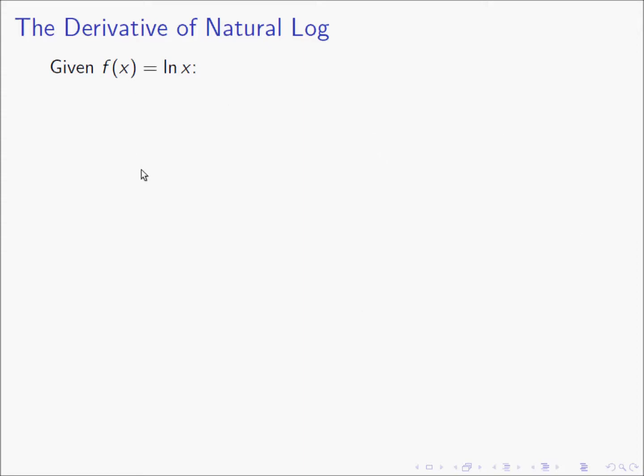So we're going to consider the function f of x equals the natural log of x, and we're going to try to find its derivative. And the only method to find the derivative of a new function is to apply the definition of the derivative. So this is the definition. The definition is the limit of f of x plus delta x minus f of x over delta x as delta x approaches 0.